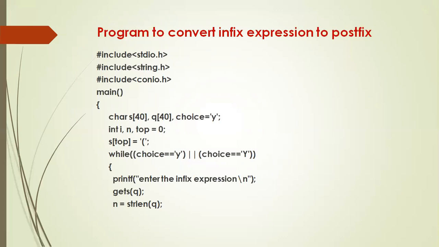Whenever an operator occurs, repeatedly pop from the stack and remove all the operators already there in the stack whose precedence is higher than the new operator. And whenever a right parenthesis comes, repeatedly pop from the stack all the symbols, add them to P, and remove the left bracket from the stack. So here we require two arrays.